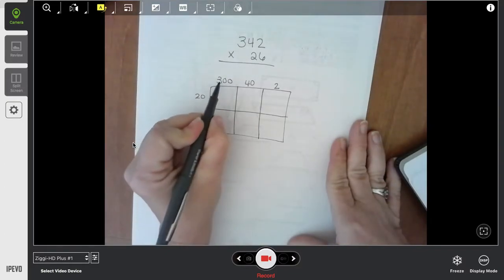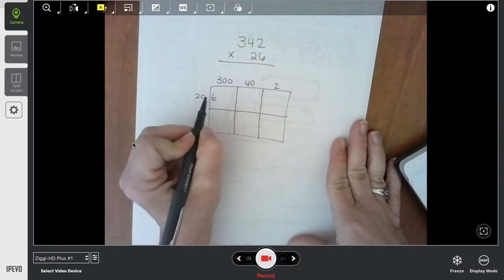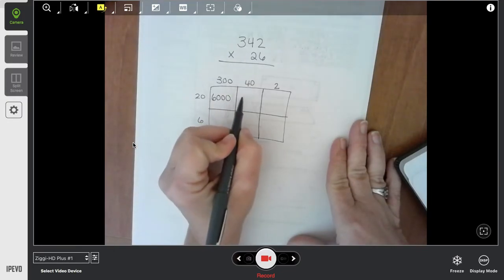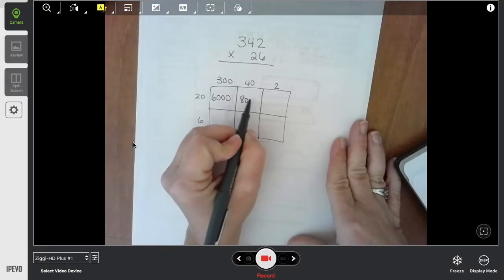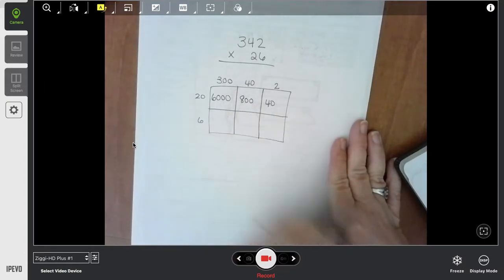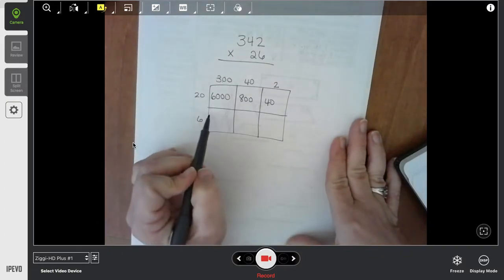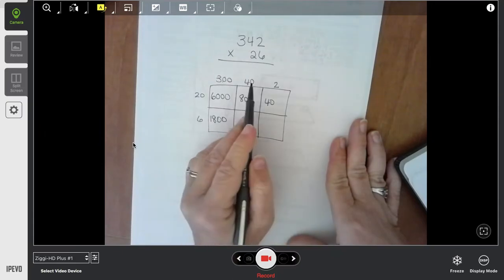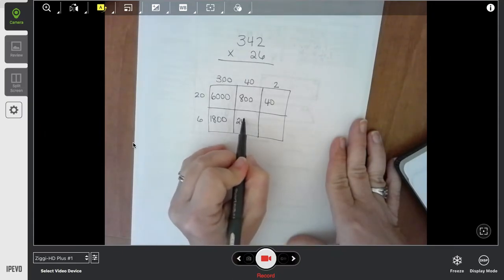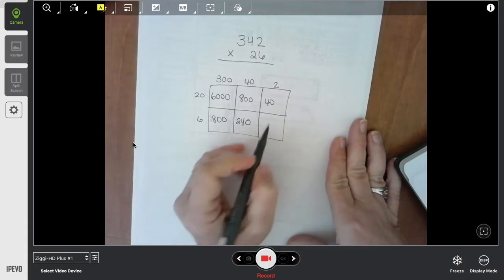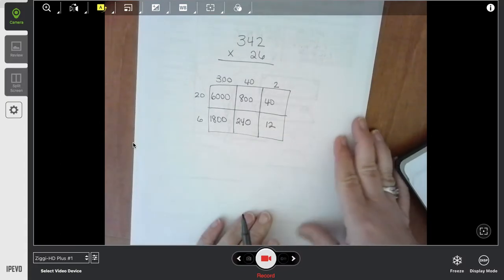300 times 20, 3 times 2 is 6, 1, 2, 3 zeros. 40 times 20, 4 times 2 is 8, and then our 2 zeros. And 2 times 20 is 40. 300 times 6, 6 times 3 is 18, 2 zeros. 40 times 6, 4 times 6 is 24, add that 1 zero. And then 2 times 6 is 12.